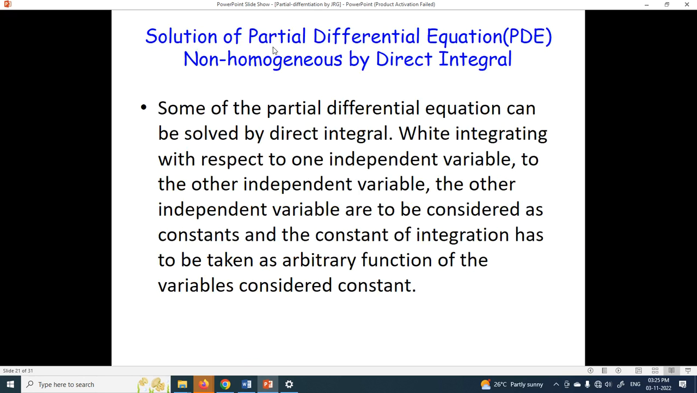Next we have seen the solution of partial differential equations of non-homogeneous type by direct integration. Some of the partial differential equations can be solved by direct integration, as we have seen. While integrating with respect to one independent variable, the other independent variables are to be considered as constant, and the constants of integration have to be taken as arbitrary functions of the variables considered constant.